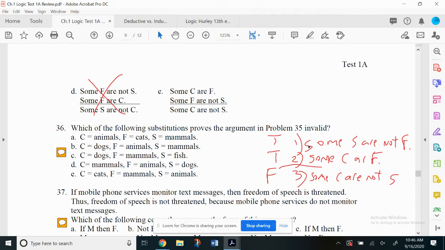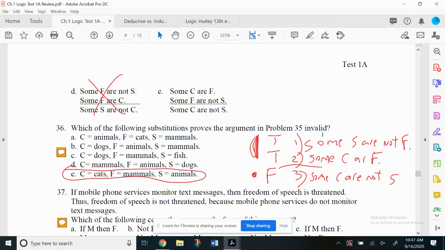So we'll say some S are not F. Some animals are not mammals. Okay, that's correct. You can have an animal without being a mammal. And then some C are F. Some cats are mammals. Yes, because I can show you a cat and I can show you right away it's a mammal. So it turns out E makes one and two true and the conclusion false at the same time. It's the only one that works.